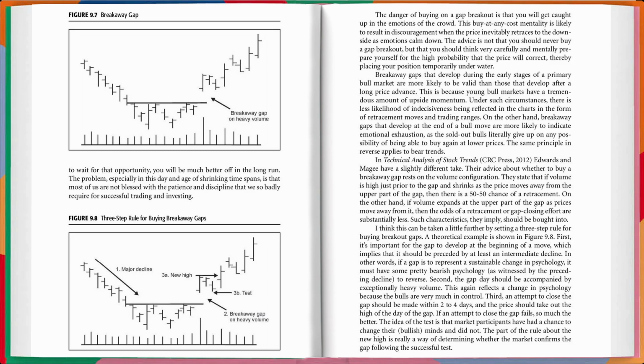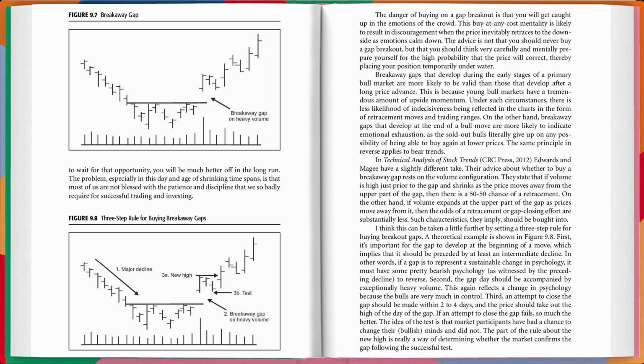In Technical Analysis of Stock Trends, CRC Press, 2012, Edwards and Maggi have a slightly different take. Their advice about whether to buy a breakaway gap rests on the volume configuration. They state that if volume is high just prior to the gap and shrinks as the price moves away from the upper part of the gap, then there is a 50-50 chance of a retracement. On the other hand, if volume expands at the upper part of the gap as prices move away from it, then the odds of a retracement or gap closing effort are substantially less. Such characteristics, they imply, should be bought into.